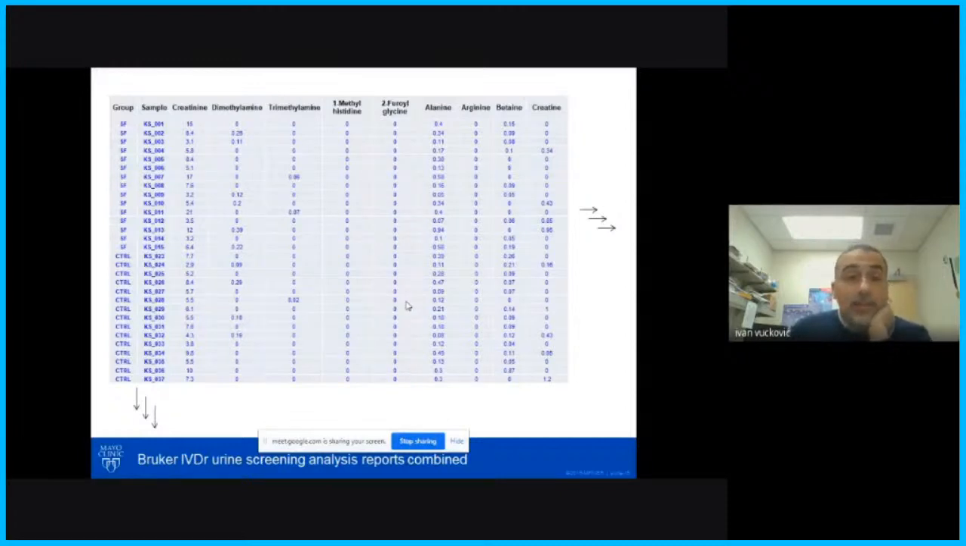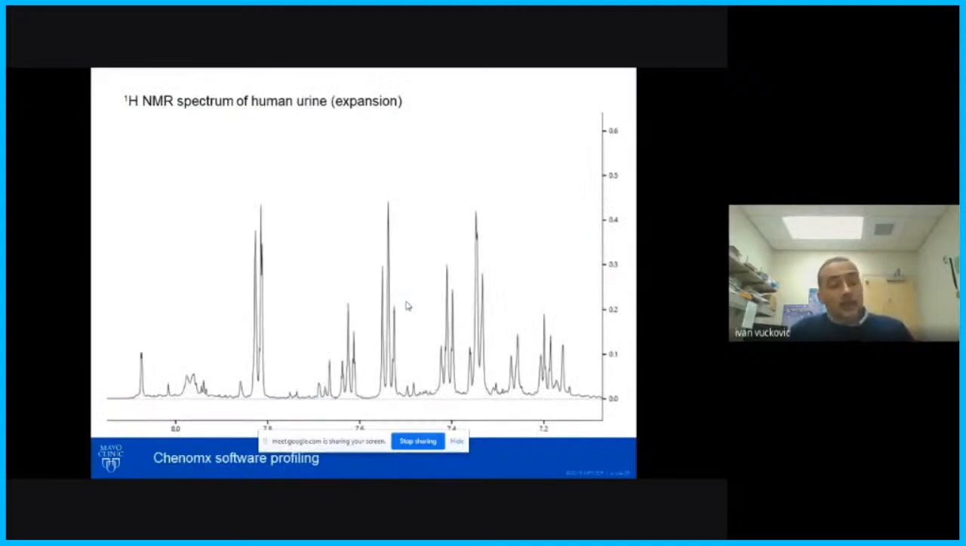One of the ways that we use, and it's spreading in the metabolomics community, is the use of Chenomx software. I'm using again the same aromatic region expansion of the human urine spectrum. You upload the spectrum in Chenomx software, and over there is a library of something over 300 metabolites.